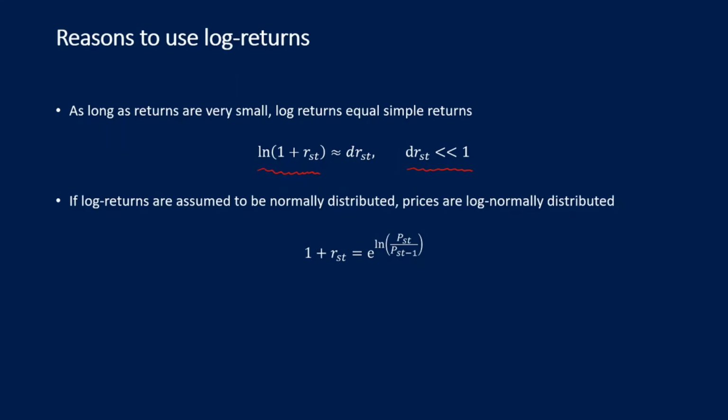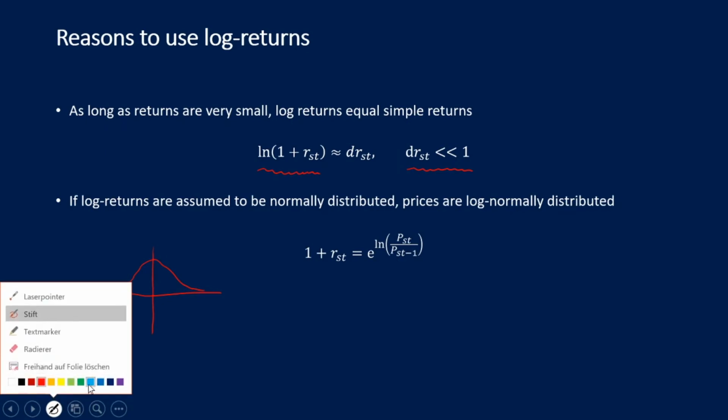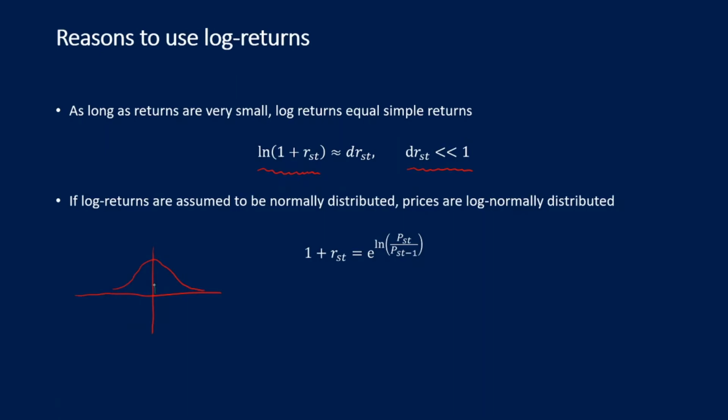The second reason is that log returns are assumed to be normally distributed. You all remember normal distribution, right? The prices are then log normally distributed. How does that look? I take another color here. So a log normal distribution looks something like this. So prices cannot become negative. And that's quite a positive assumption here because it reflects reality a lot.